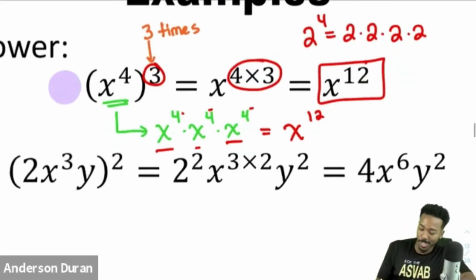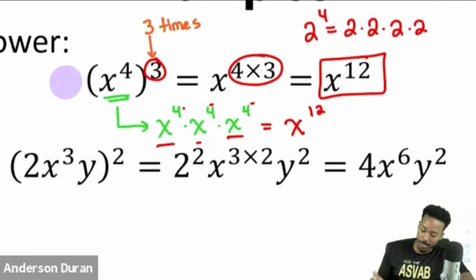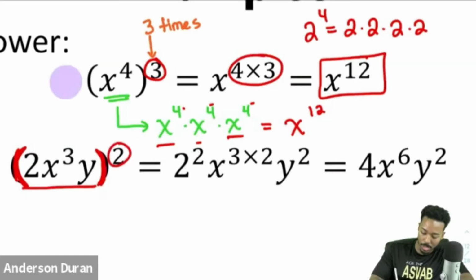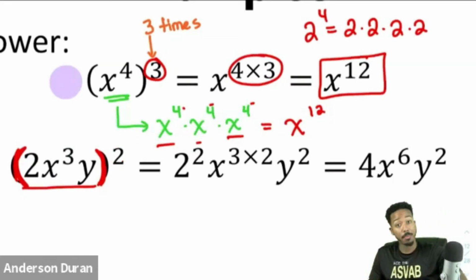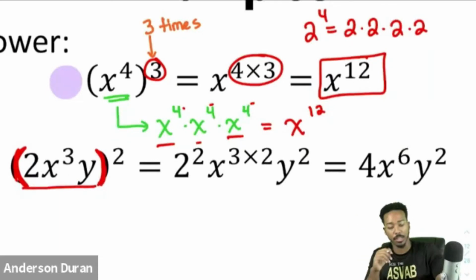I got you. So let's look at the second example here. We have 2x cubed times y, and notice how we have the entirety here in the parentheses, and then squared. This might happen. And so this is what you got to do, my party people. When you have a parentheses with an exponent outside, multiply all of the exponents inside with that exponent outside.